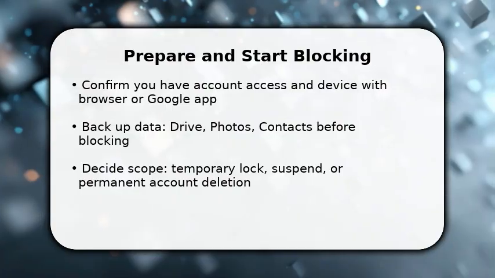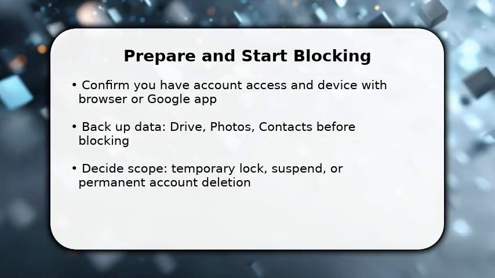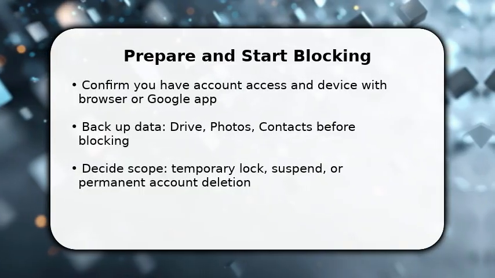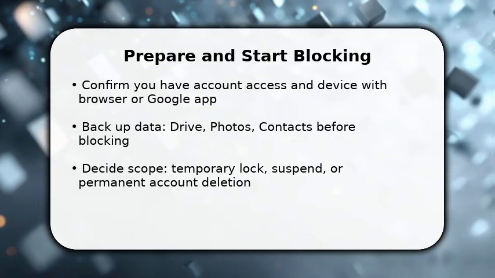You start by confirming you can sign into the Google account. This is essential because locking requires ownership proof. Once signed in, make a quick backup of Drive, photos, and contacts so you can restore anything later.